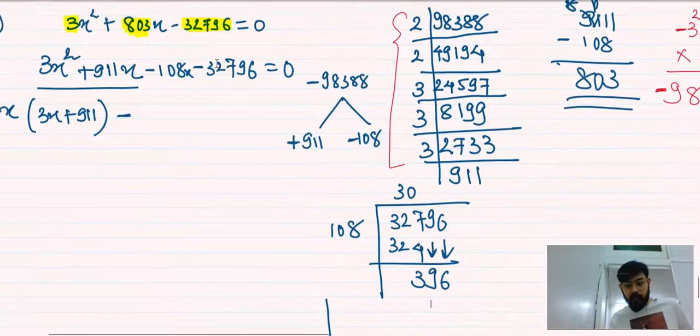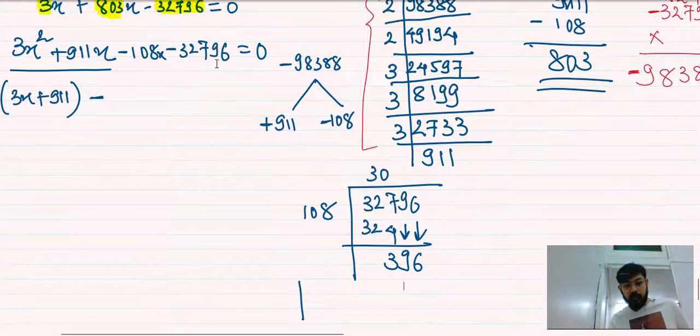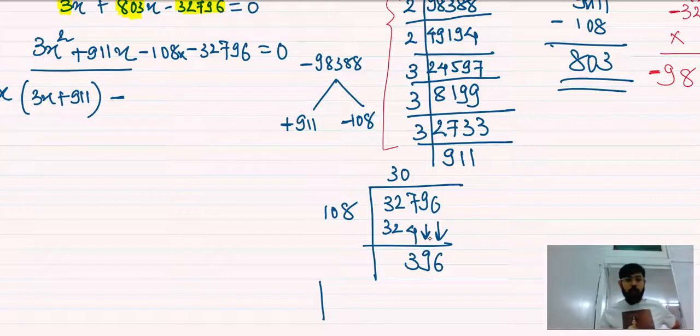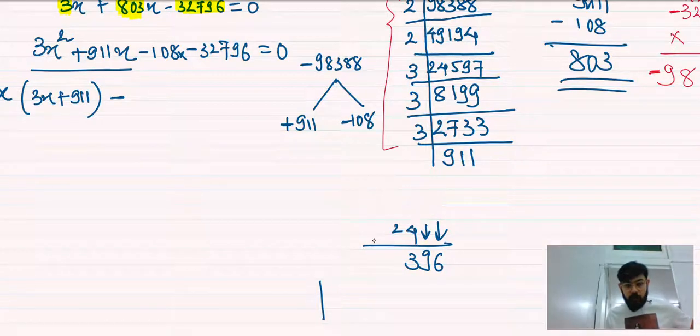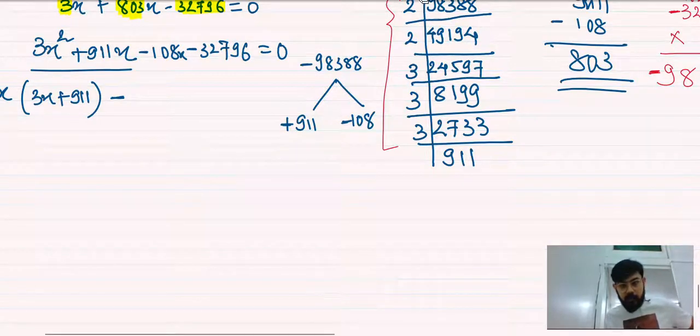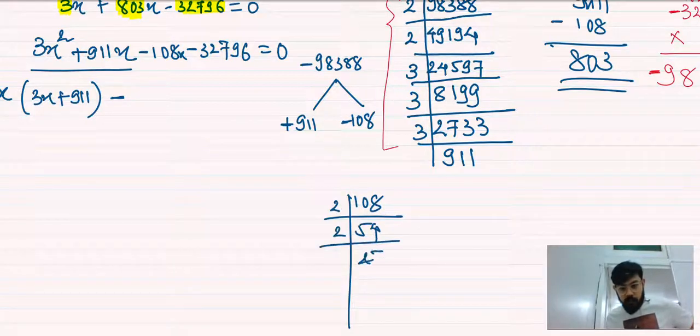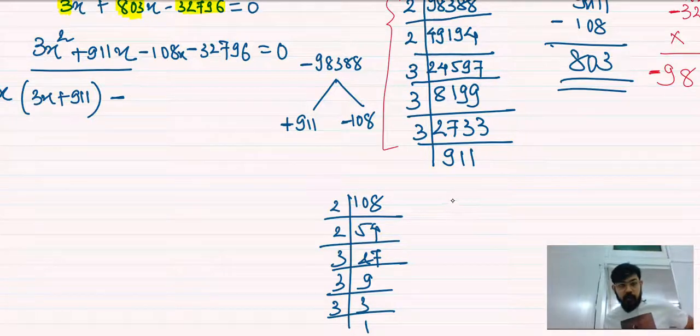Now 108, does it divide? I don't think it will divide. So what are the common factors here? This is really tough to take out common. We cannot directly divide it, so we can factorize it by some other method. Let's see. So 108, the factors are 2 54s are 108, 2 27s are 54, 3 9s are 27, 3 3s are 9, 3 1s are 3.